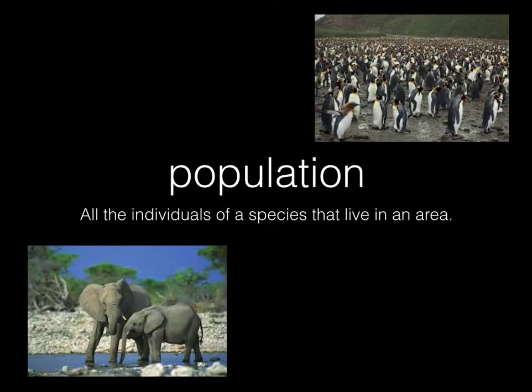Population, all the individuals of a species that live in an area. So it's important to distinguish between population and species. You can have the same species on different continents, but you cannot have the same population on different continents. They need to be able to reach each other. So you can have a species of deer here in North America, and you can have that same species of deer, say, in Africa. But they are not going to be the same population because they cannot come together and they cannot breed in that population.